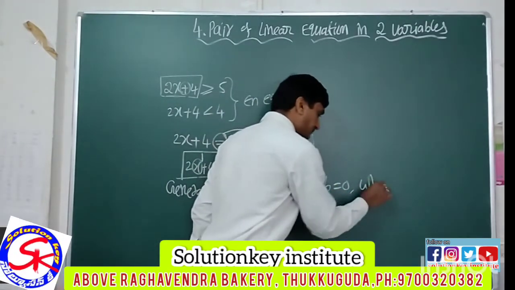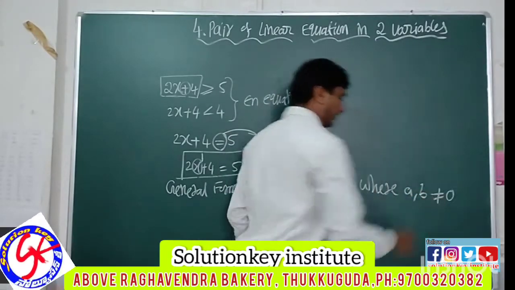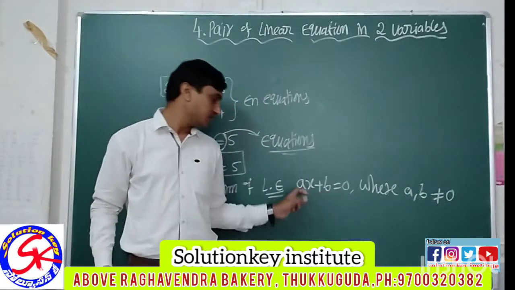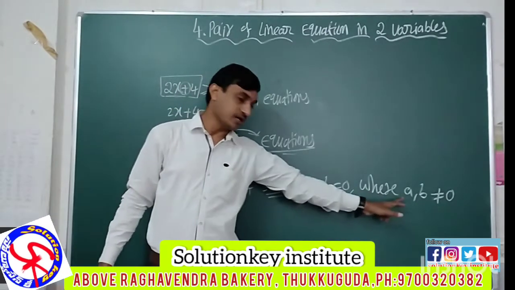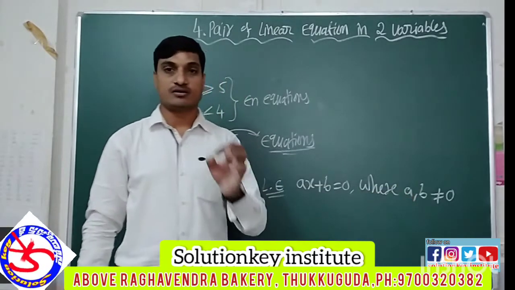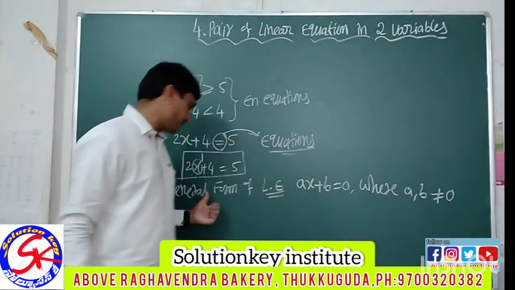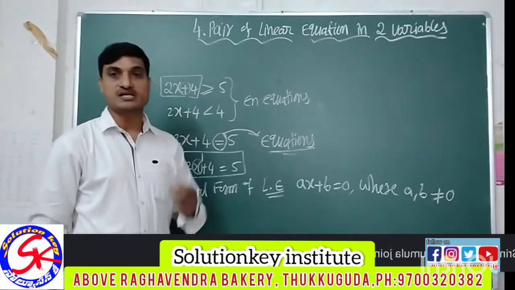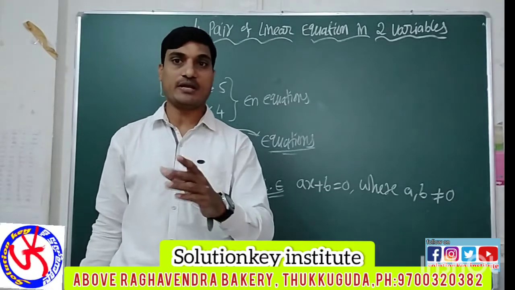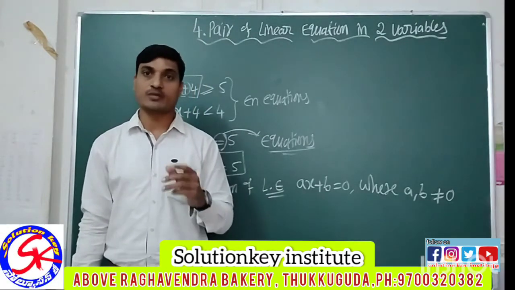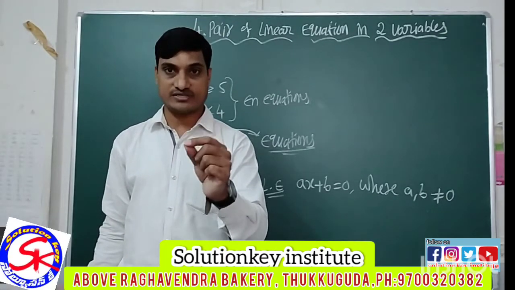Where a, b are not equal to 0. If both are 0, then your answer is 0. That's the reason here a and b are not equal to 0. Okay, now, is it clear for linear equation? What is a linear equation? In the given algebraic expression, otherwise in the given polynomial, if the highest degree is 1, then the polynomial is called a linear polynomial, otherwise linear equation.